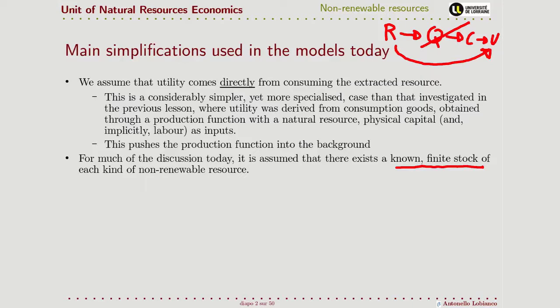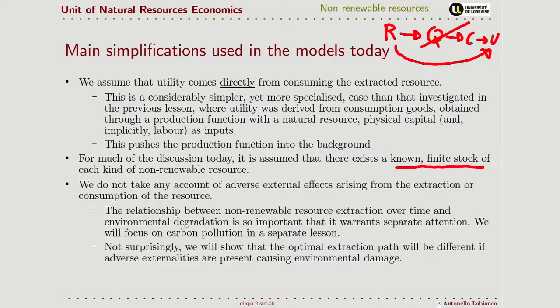lesson. The third important assumption we are going to make today is that we do not consider externalities that arise from the extraction or the consumption of the resource. So we will not deal with this, and this is what will allow us to state, at a certain point during the lessons, that a benevolent dictatorship will have the same effect as free markets. And we will see that this will no longer be the case when we deal with externalities in the form of pollution generated by extraction or usage of natural resources. We will deal with this specifically in the next lesson.